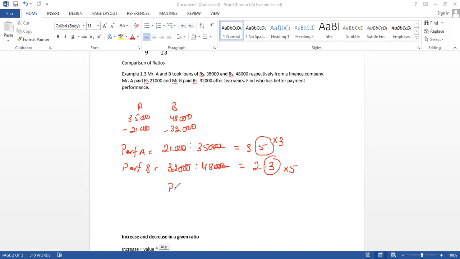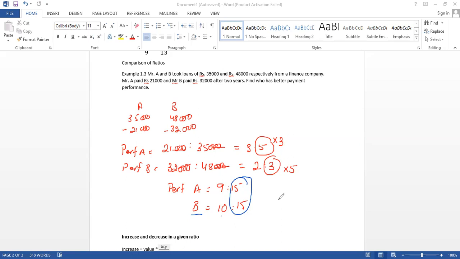a common. So if performance of A would now become, so we're going to multiply the whole thing by 3. So 3 threes is 9 and 3 fives is 15. And for performance of B, we're going to multiply the whole thing by 5 now. So 5 twos is 10 and 5 threes is 15. So now you can see over here that we have converted this into a common number. Now, once you have this common, you can just compare 9 over 10. So you can see that who has performed better. We can see that B has actually performed better because B has paid a higher ratio, 10:15.